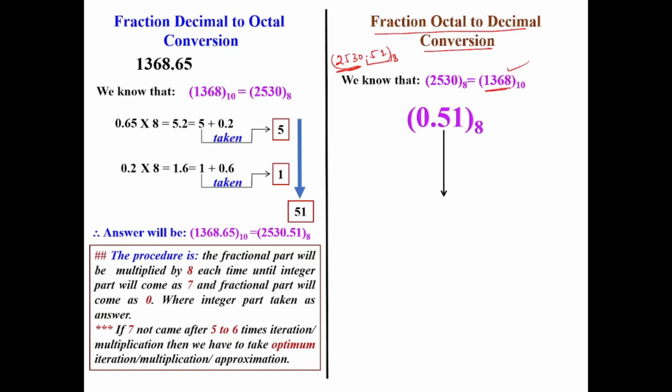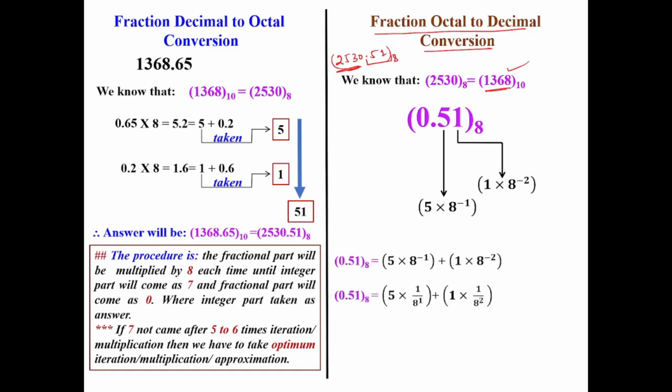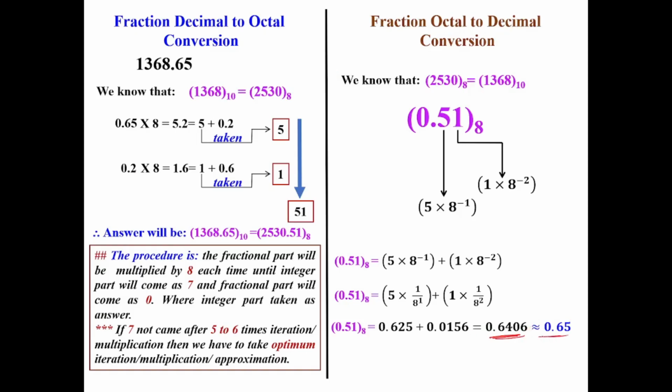For 0.51 we write it like this: 5 is multiplied by 8 to the power minus 1, and 1 is multiplied by 8 to the power minus 2. These two terms are added up. By solving these two terms, we find the value is 0.6406, or approximately 0.65. So this value can be accepted as our answer. Here we could consider a third step as well, but with this two-step iteration we also found the approximate value 0.65. The 0.6406 is also acceptable.